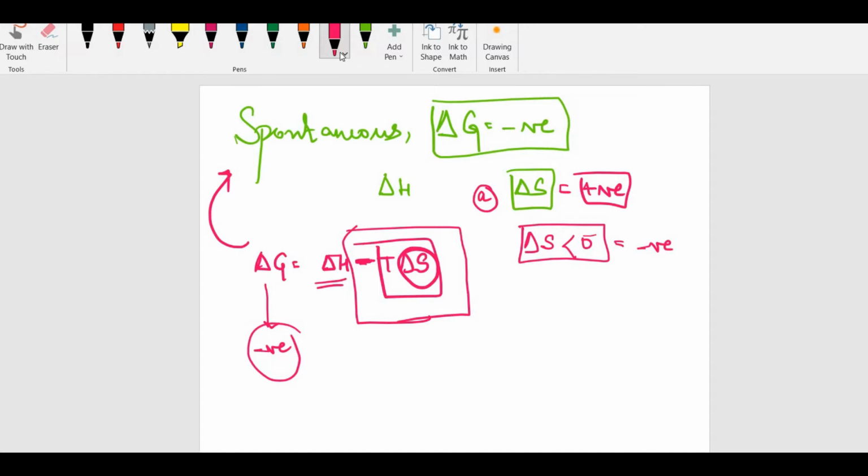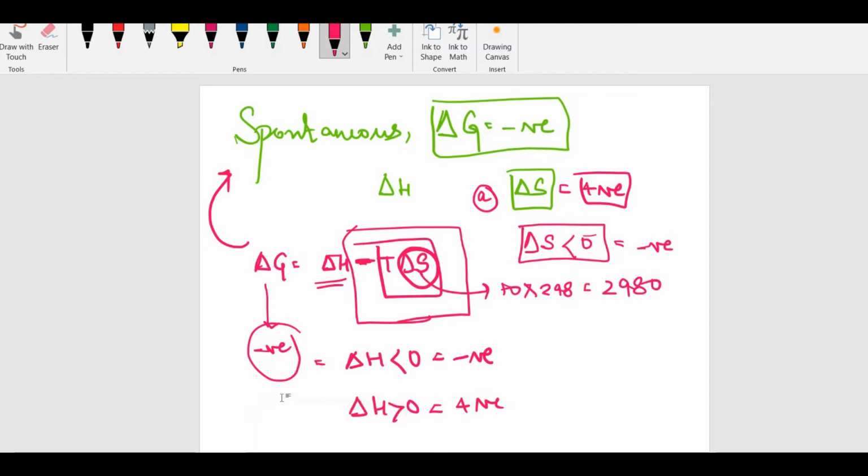So delta H should have a value of less than 0 in this case. Why not greater than 0? Because if it is greater than 0, they have not mentioned a value. Suppose the value of delta S is positive, say about 10, and temperature is hypothetically 298. So T delta S comes out to be 2980. Considering delta H to be positive by this criteria, but we have not mentioned what the value is. What if the value is 3000? What happens? The net delta G becomes positive, so that should not be our case.